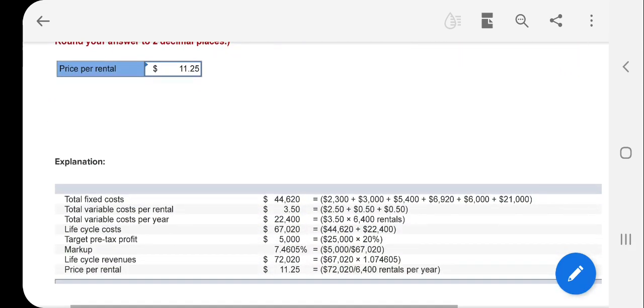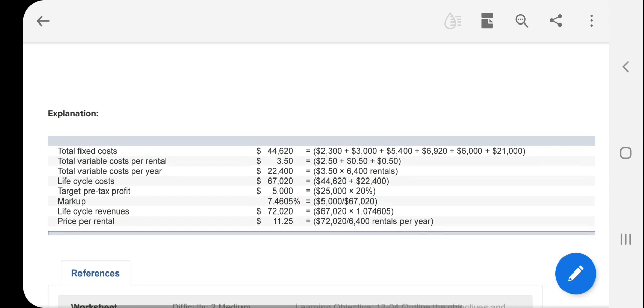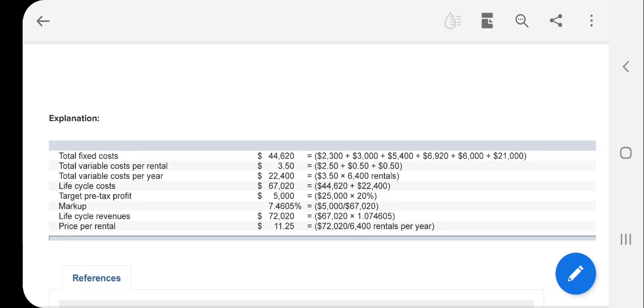Okay, let's see. The answer is $11.25. How to calculate the answer? To answer this question, these are the steps that you have to do. First, you calculate the total cost for this rental business. So the total cost is equal to total fixed cost plus total variable cost.